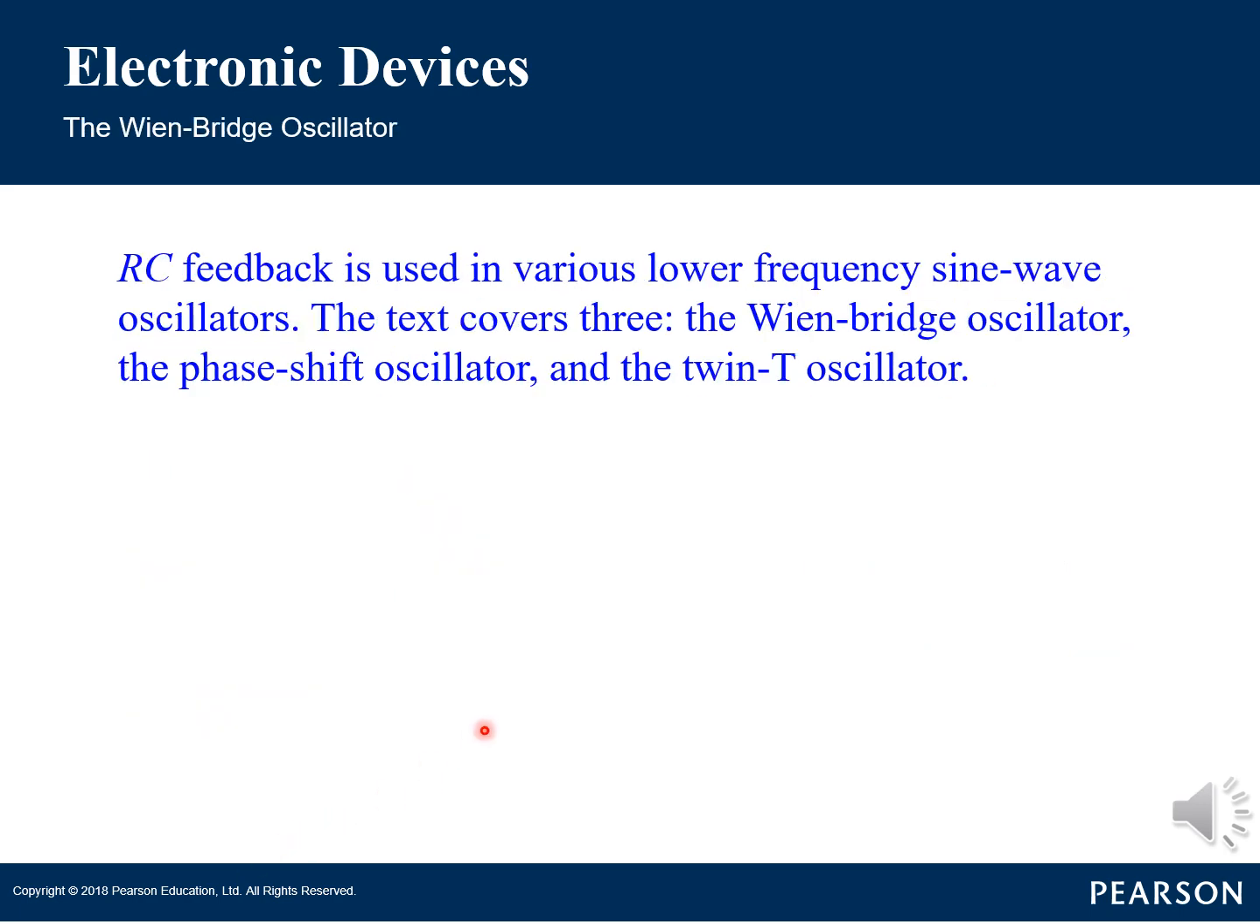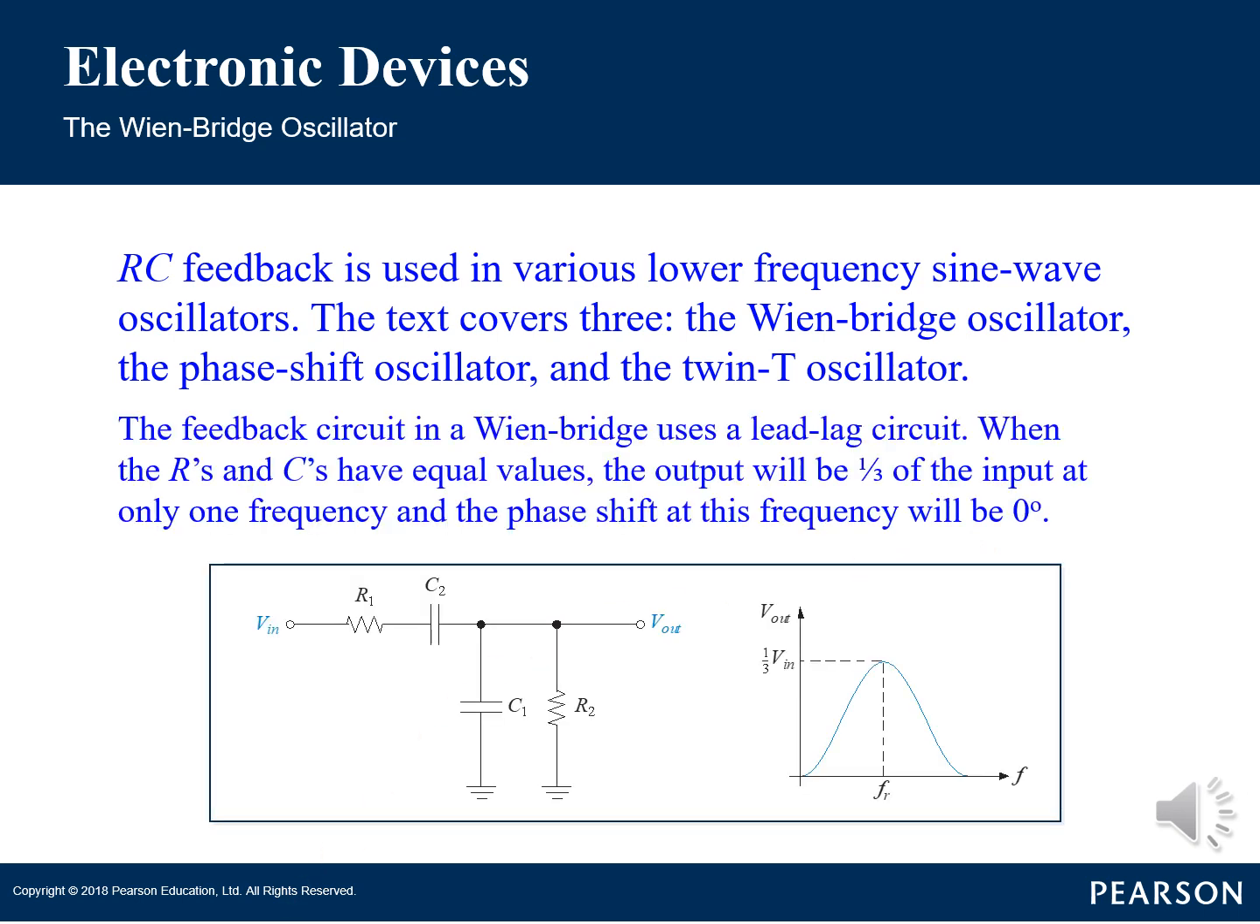Three types of feedback oscillators that use RC circuits to produce sinusoidal outputs are the Wien bridge oscillator, the phase shift oscillator, and the twin-T oscillator. RC feedback is used in various lower frequency sine wave oscillators up to about 1 MHz. The basic circuit of a Wien bridge oscillator consists of an amplifier, 2 resistors and 2 capacitors connected in a feedback loop. The feedback circuit in a Wien bridge uses a lead-lag circuit.